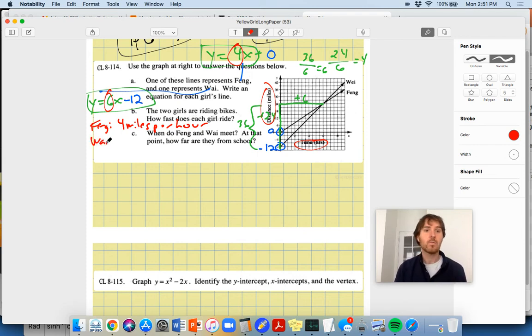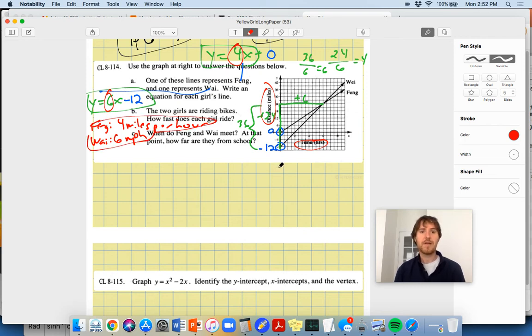And then with Wei, we have 6 mph. Okay, we just get it from the slope there. But you need units for sure. Speed is in... like, what the heck are you talking about? Kilometers per hour, inches per hour, or miles per hour. Okay, and so that's what I got for Wei, and I got the speed for Feng.